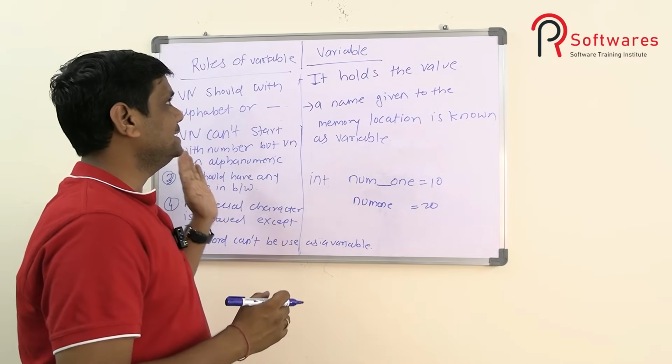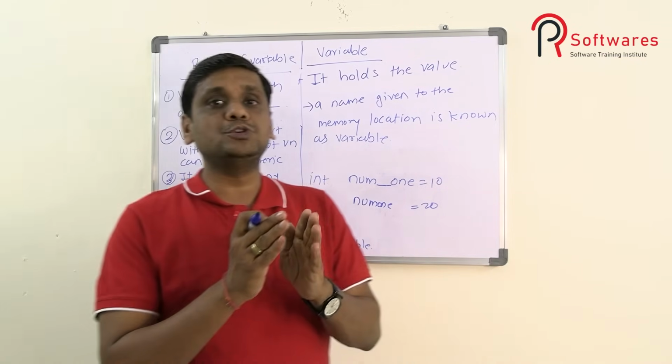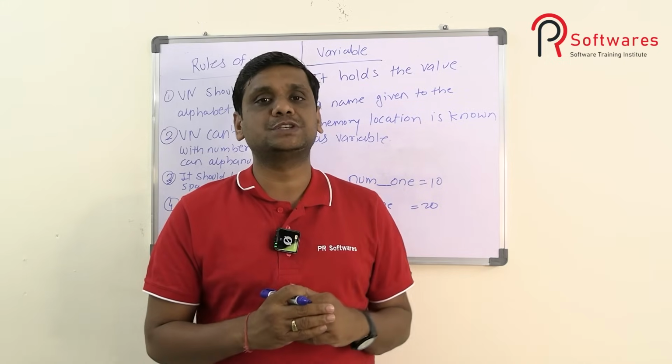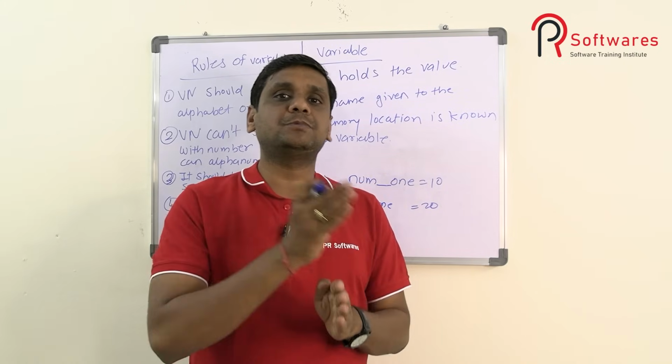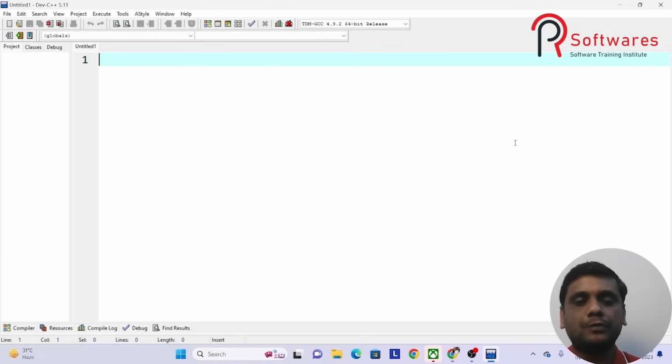So basically, this is the meaning of data types and variables. I hope you got complete theoretical knowledge about this. Let us see the same concept in a practical way. Till now, we discussed what exactly a variable is and what a data type is, and I explained in detail. Now let us see the practical on that particular topic.